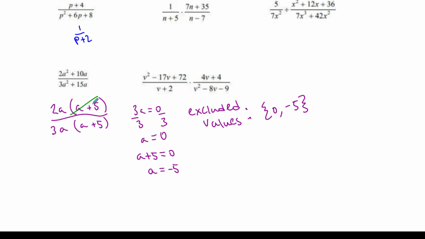So I have a plus 5 on top and bottom. They'll both cancel. I have a's on the top and bottom. They'll both cancel. And it looks like what I'm left with at the end of the day is just 2/3. Pretty cool how something that complicated can simplify to just 2/3.